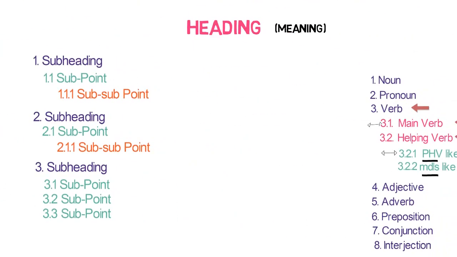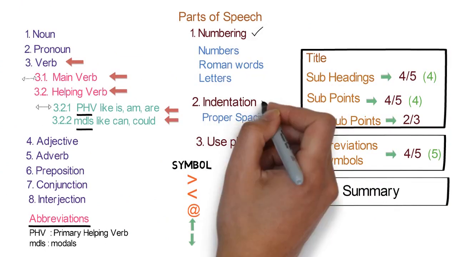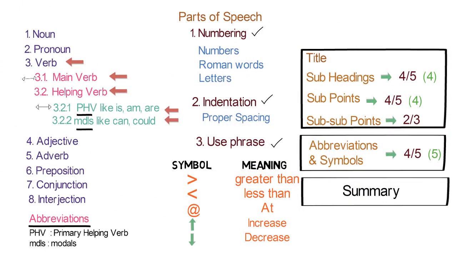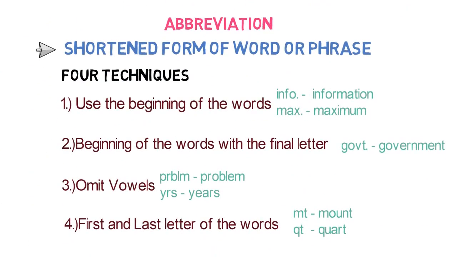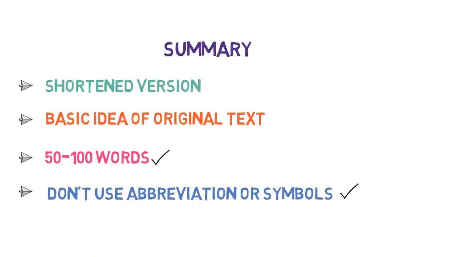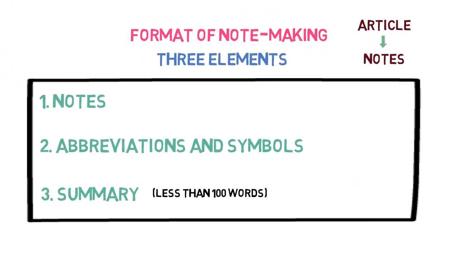After that, we learned how to write a note. Notes must have a heading, subheadings, subpoints and sub-subpoints wherever required. We must make use of numbering, indentation and phrases while writing notes. After the note is finished, we need to mention the list of abbreviations and symbols we used while writing the note. The third and the last comes the summary of the note. It is the gist of the article and can easily be prepared if the notes are proper. After that, we understood it with the help of an example.